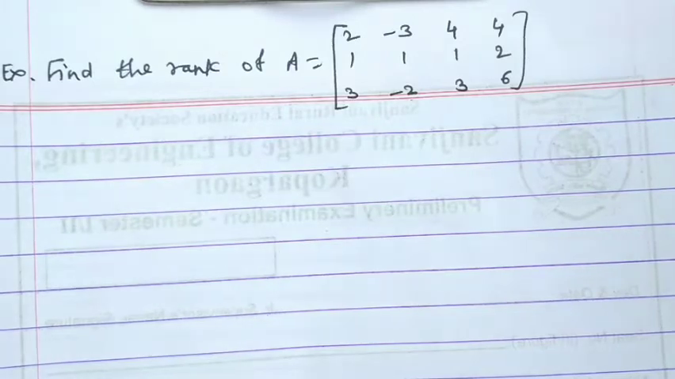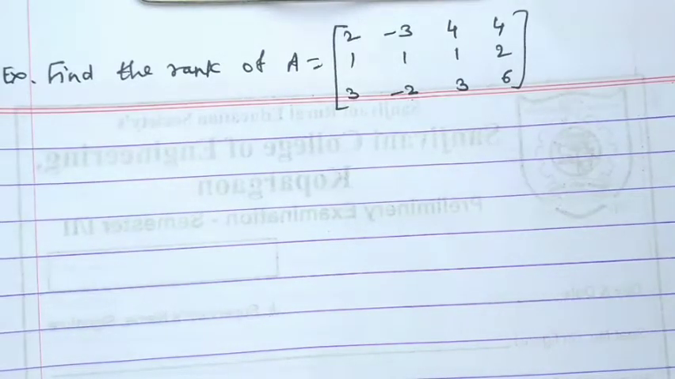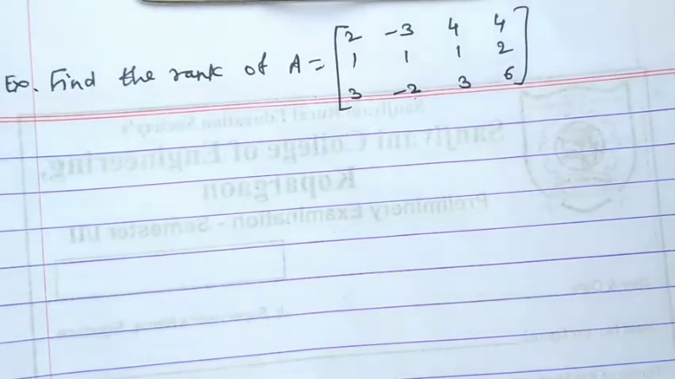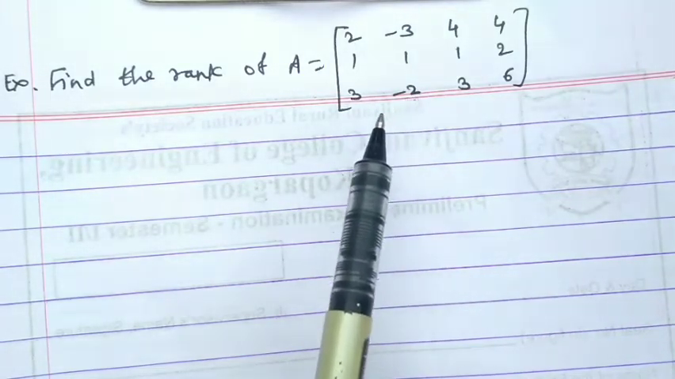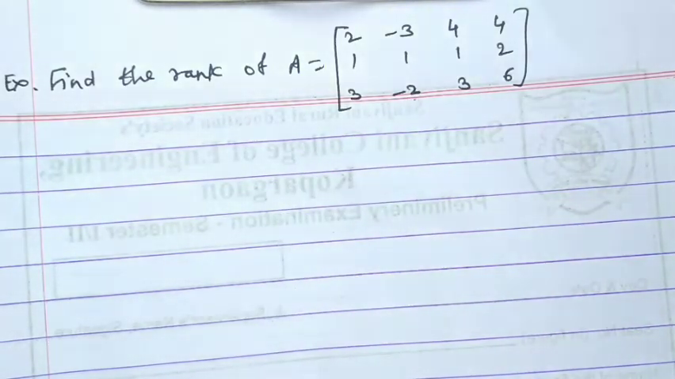Now in the previous video we learned the definition of a rank and finding the rank of a matrix by using the definition. Also we learned the procedure to find the rank of the matrix by converting it to the echelon form. So we are going to take an example. We are going to find the rank of the matrix by converting this matrix to the echelon form.